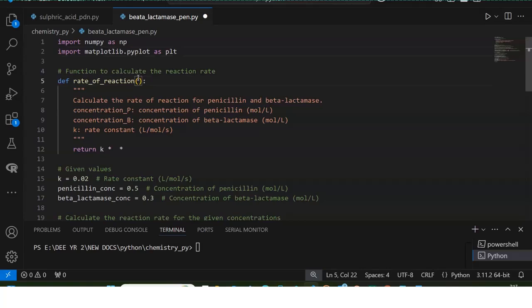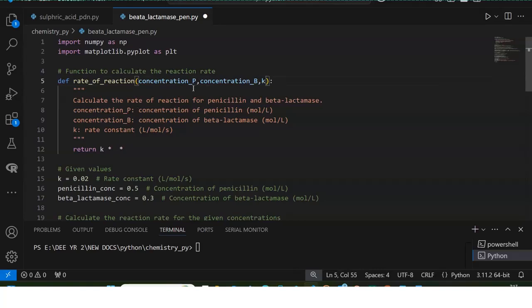Then we need to define the function. The output of this function represents the rate of reaction, but there are the inputs or the independent variables that we need to substitute in here. So one of them is the concentration of P, which is the concentration of penicillin. Then we also have the concentration of beta-lactamase. And then the rate constant K.